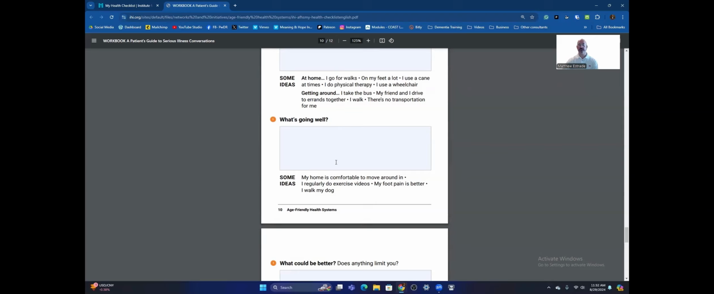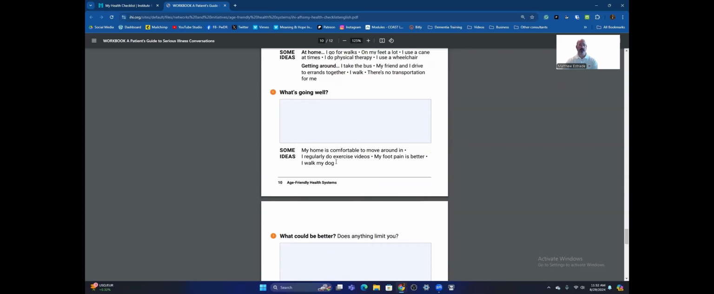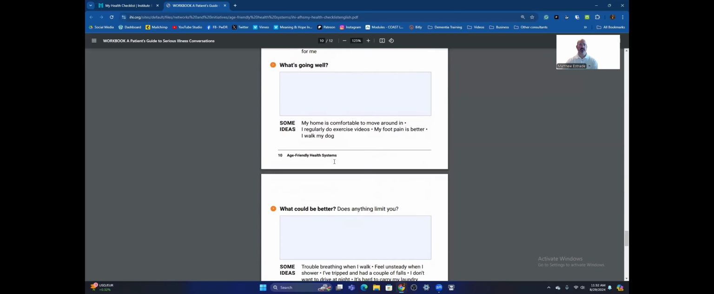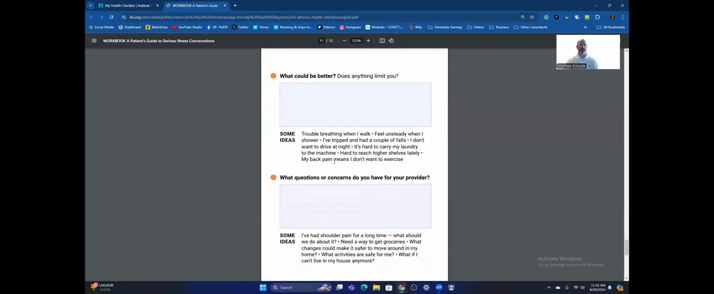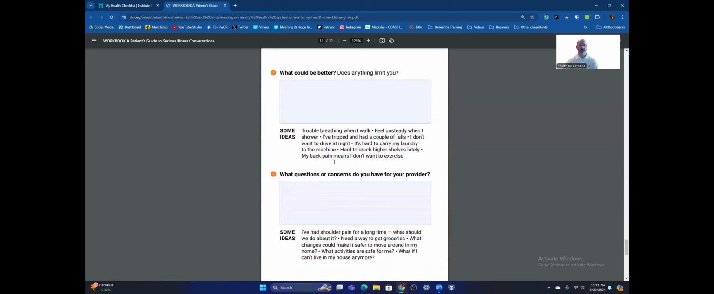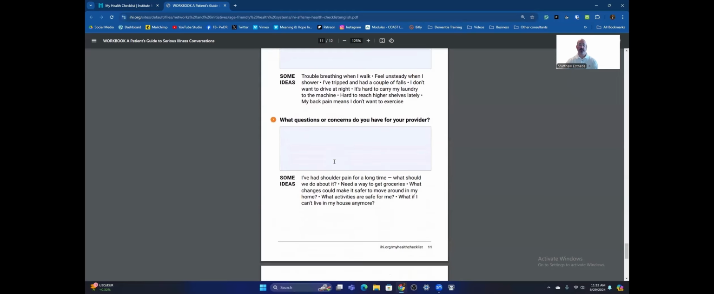Getting around could include having friends and family take you, or taking public transportation, taking the coast shuttle. So that's the situation, what's going well, and then what is going better, or what could be better. Is anything limiting you? Trouble breathing when you've walked a certain distance, feeling unsteady. These are all super, super important things to talk about, to promote independence, to promote well-being, and just feeling good. So you can see why this could be a really helpful list for all of us.